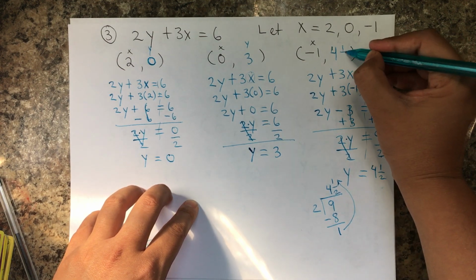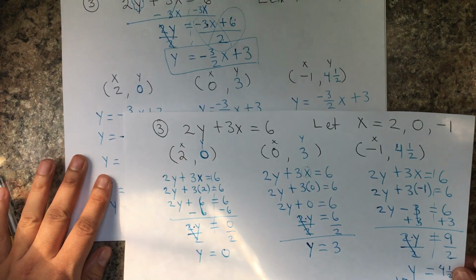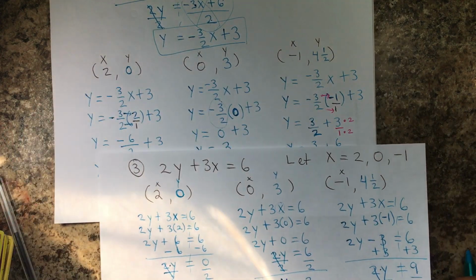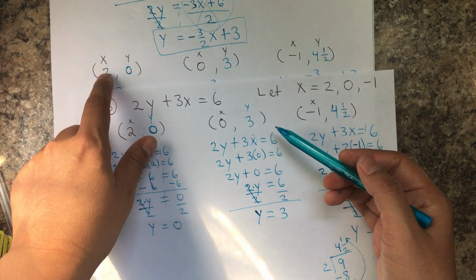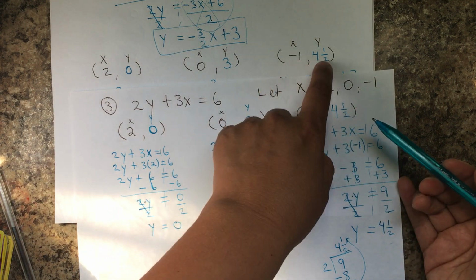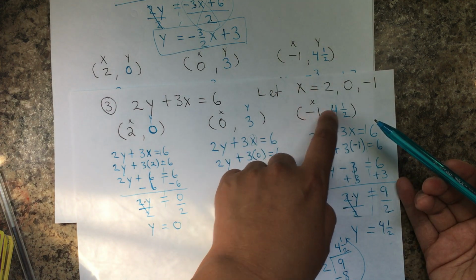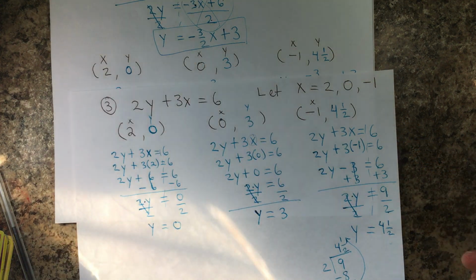If you remember, I'm going to show you that with the two processes you're going to get the same answers. Let me just compare those. So 2, 0, 0, 3, and negative 1, 4 and a half. Okay, you get the same answers either way.